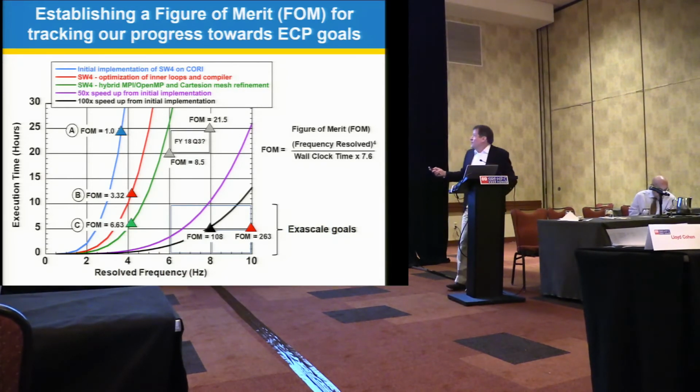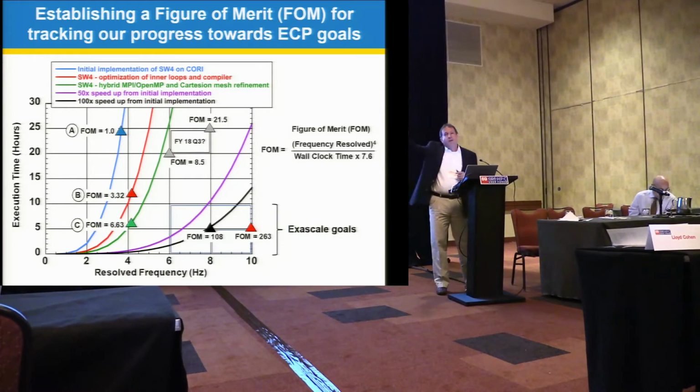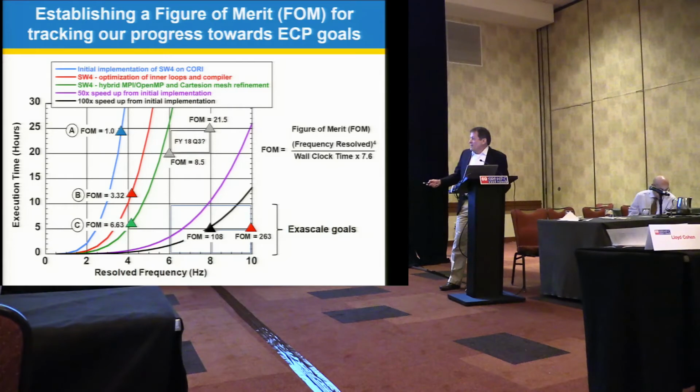And so we have developed a figure of merit, which is frequency resolved to the 4th, divided by the wall clock time of that run, because we'd like that to come down. And then we threw in a factor of 7.6, so that our figure of merit, when we embarked on this exercise, would be 1. So we simply scaled to that. So when we first got on Cori, here is the steepness of that performance curve. Just terrible.